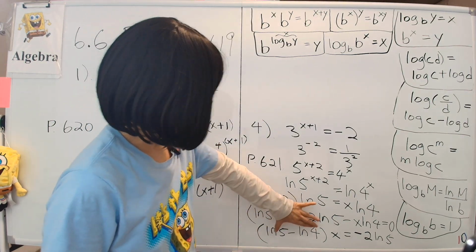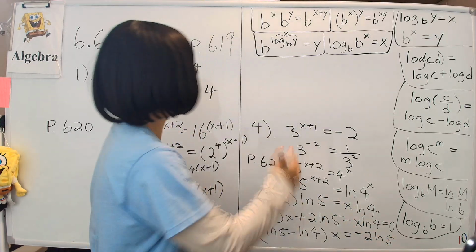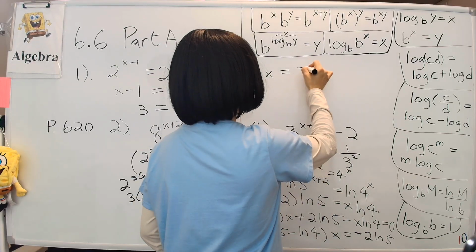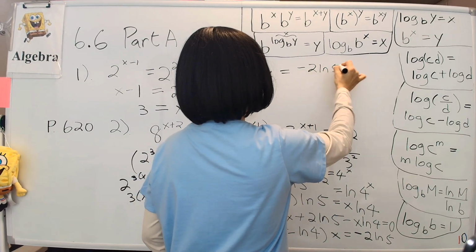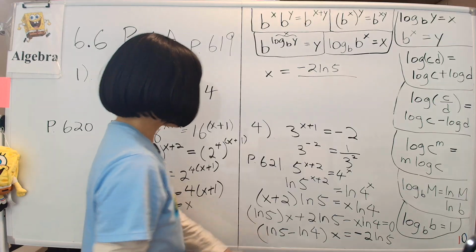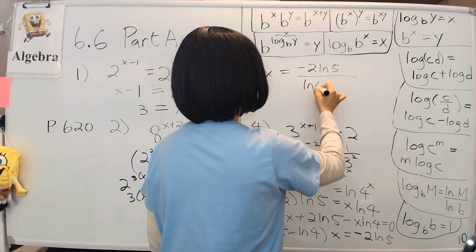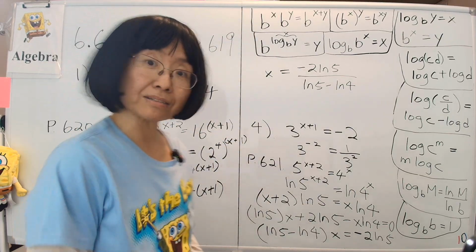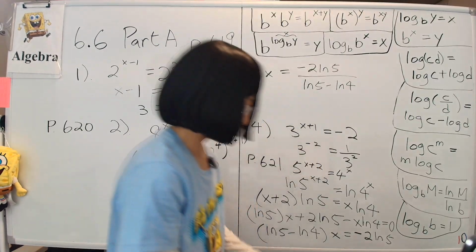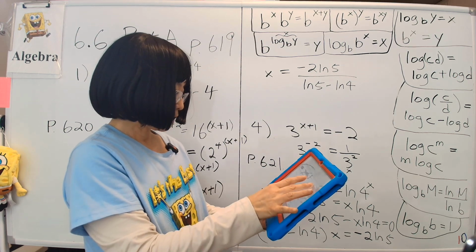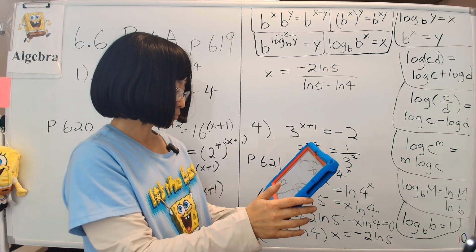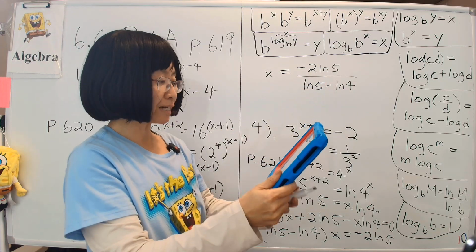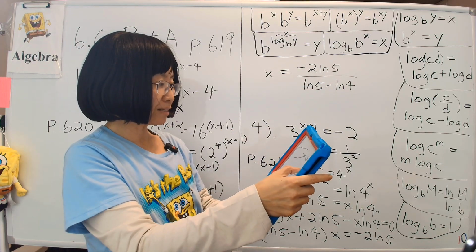That means you take this whole chunk and push it down here below the division line. So x is equal to negative 2 ln 5, divided by natural log of 5 minus ln 4. And that should be the answer to this problem. So let's check what the book says. X equal to, yes, natural log 5 minus natural log of 4, and minus 2 natural log of 5. That is the answer in the book.